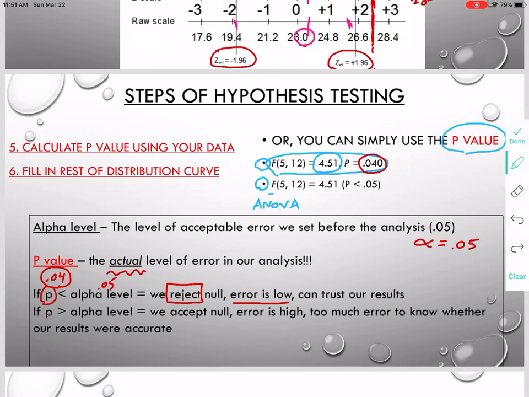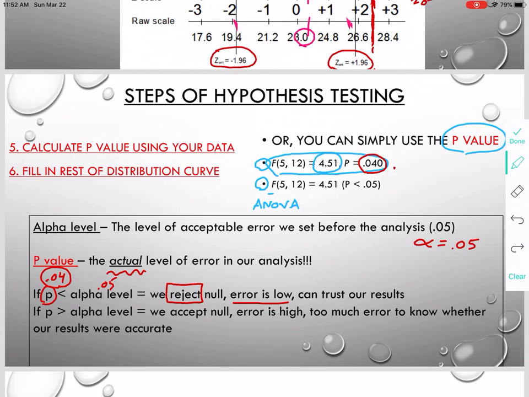my actual level of error is less than my acceptable error, then my actual level of error is less than the acceptable error I set. So I reject the null.